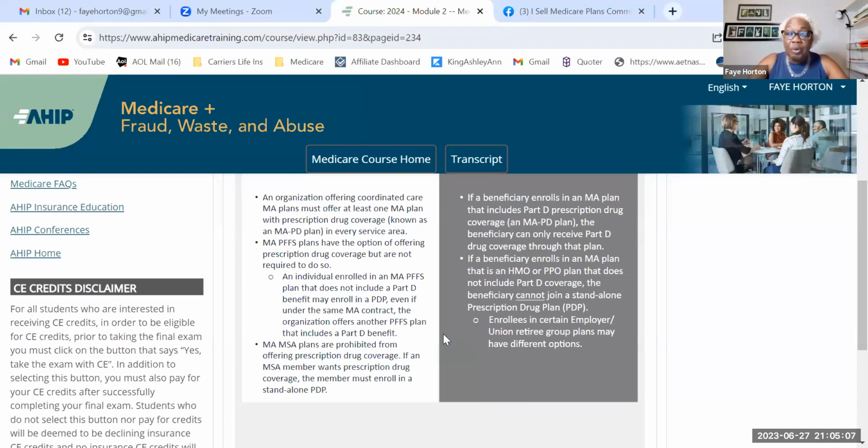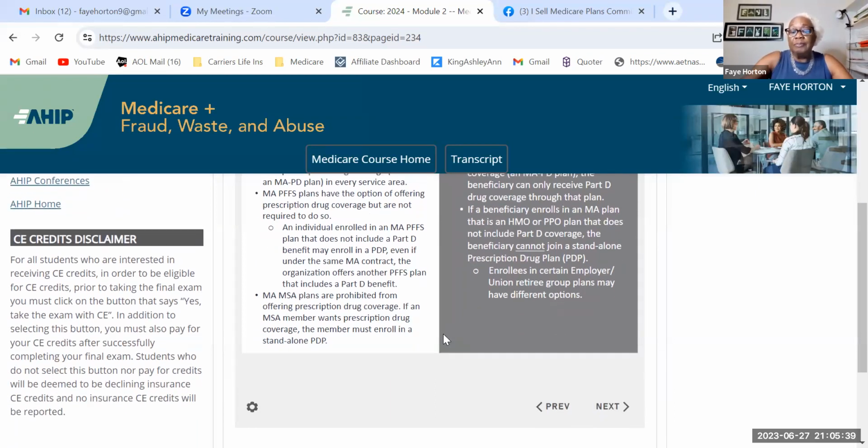So you know the rule. The only Medicare Advantage plan other than the Medicare savings account that an individual can add a standalone Part D plan to is a PFFS, private fee-for-service. Medicare savings account plans are prohibited from offering prescription drug coverage. So in that case, the person needs to get a standalone prescription drug plan.